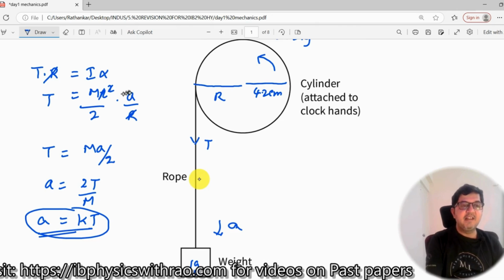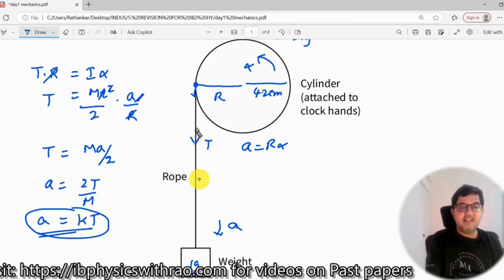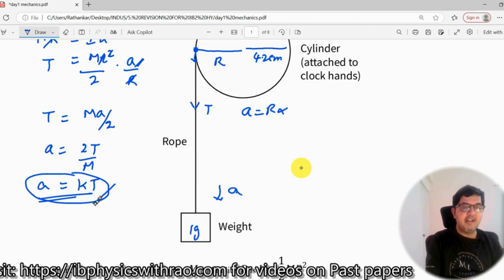So what is this a here? The linear acceleration. What is this linear acceleration? The acceleration of this point. How did I get this? I get this value by using a is equal to r alpha. What is alpha? Angular acceleration. If something is rotating like this, you get the linear acceleration of this particular point. Now what is so special about this point? This point and this rope are tied together. So the linear acceleration here is the same as the linear acceleration of the rope going downwards, which is nothing but the same as the linear acceleration of the weight that is hanging over here. So these are one and the same. Thus we are able to prove that a is equal to kT.